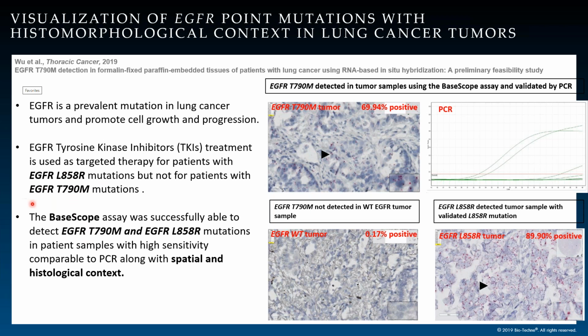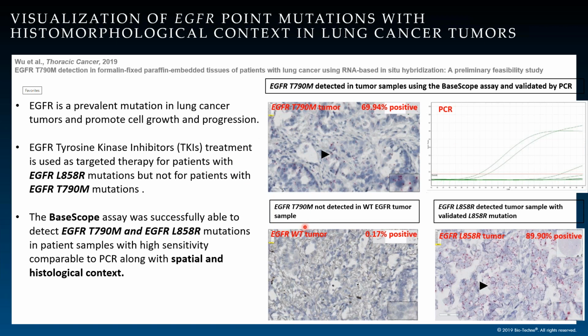On the other hand, patients with T790M mutations do not respond well to TKI treatments. So using the BASESCOPE assay, they were able to identify patients with this particular mutation and stratify them for TKI treatment. They also went a step ahead and used PCR to show that the BASESCOPE data was comparable to what they would obtain by PCR.